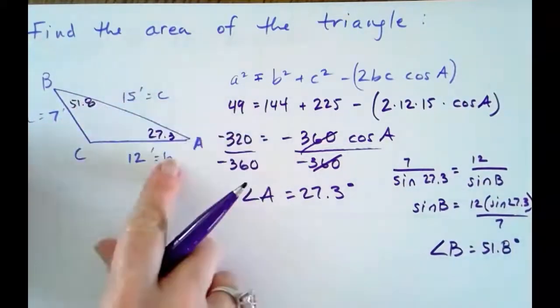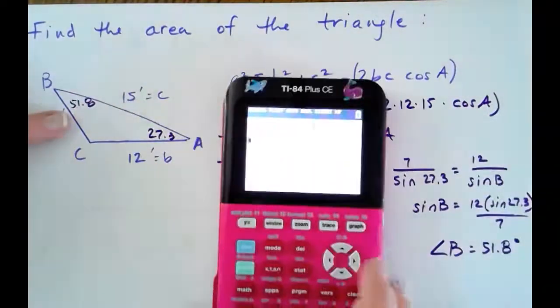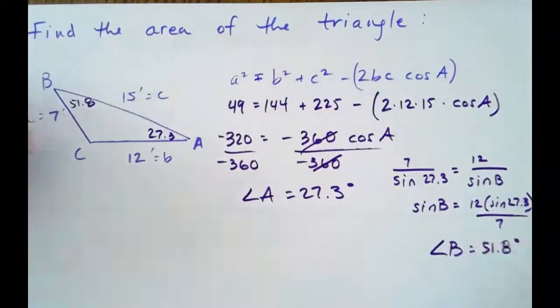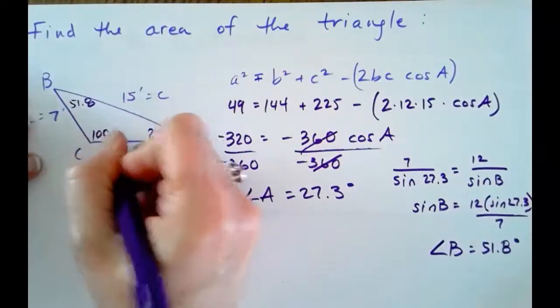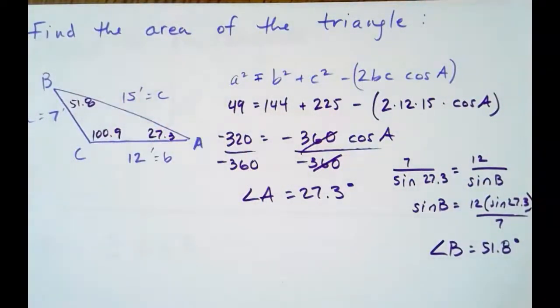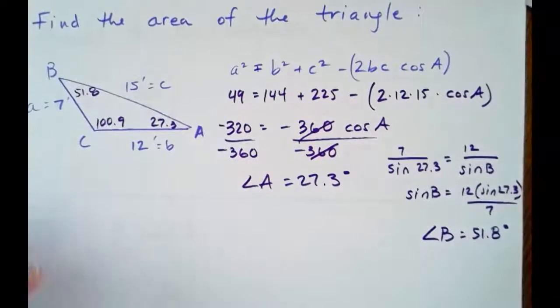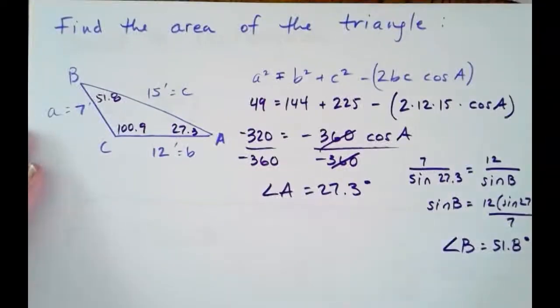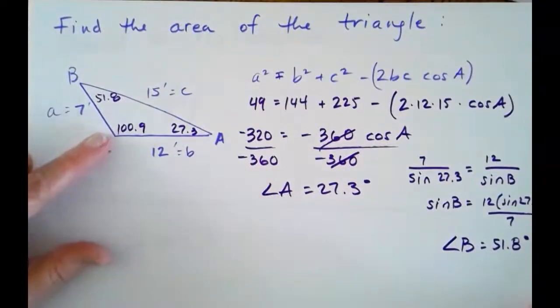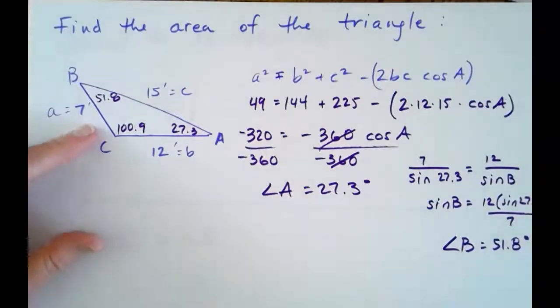So if angle A is 27.3 and angle B is 51.8, 180 minus 27.3 minus 51.8 gives me a missing angle of 100.9. So I just used the law of sines, law of cosines, and the triangle interior angle sum theorem in order to solve the remaining parts of this triangle.